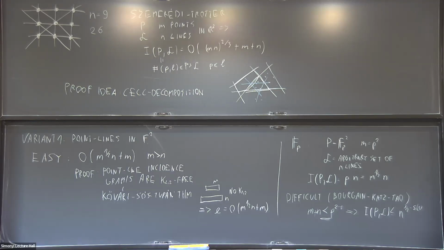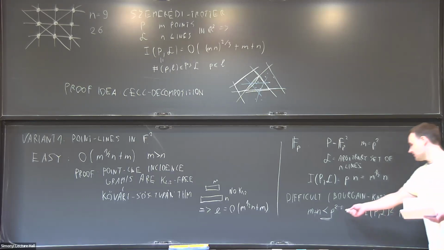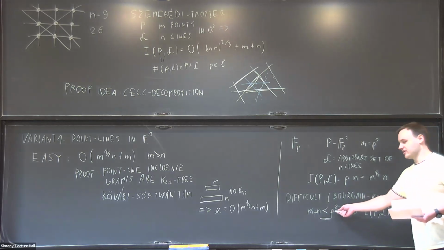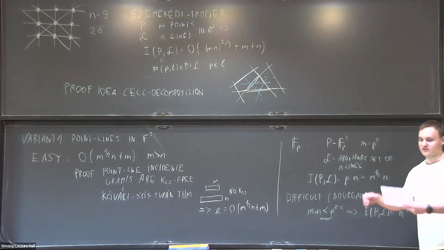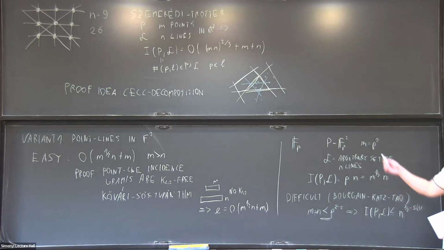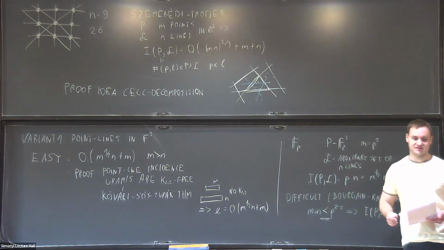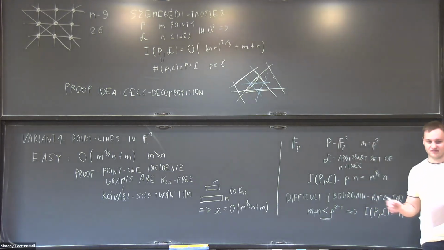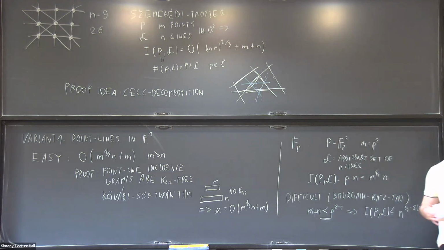So actually, if your M and N are something like p to the 3/2, then no matter how you take your points and lines, you will have that many incidences just because of the spectral expansion properties of the graph. So in this case, you don't have bad and good examples, you have one kind of behavior. Okay.